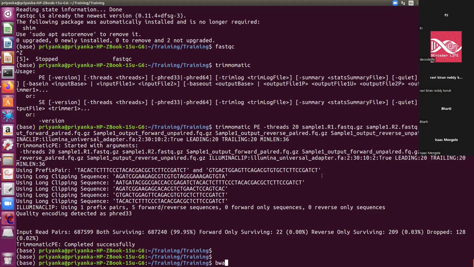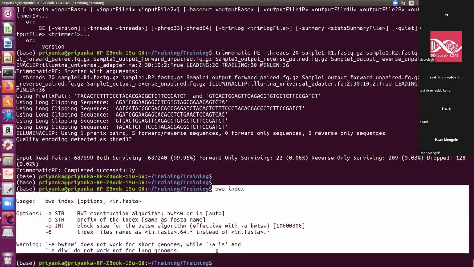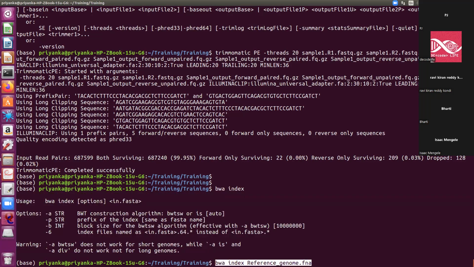Okay, so I feel you must have installed BWA using sudo apt install bwa. Now I will be running BWA. See, BWA index is used for indexing the genome. As I have already shown you how it was running, we will give BWA index and the reference genome file. The command will be bwa index reference. It will take around 20 minutes, so I will not run this command currently.